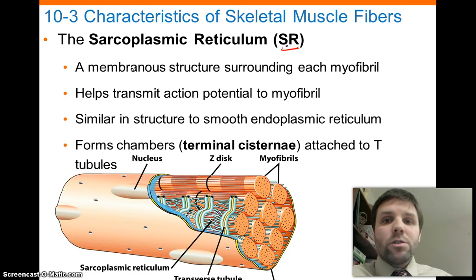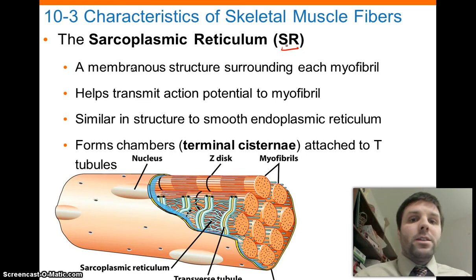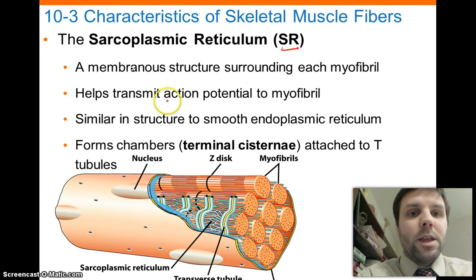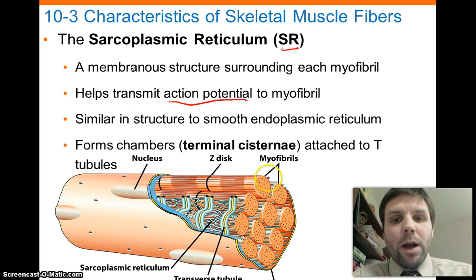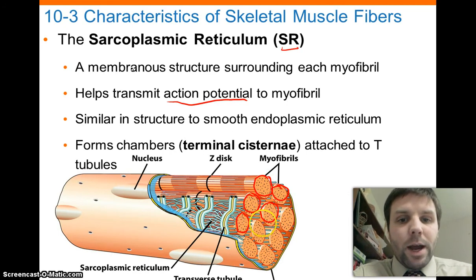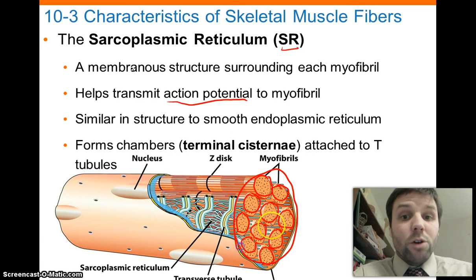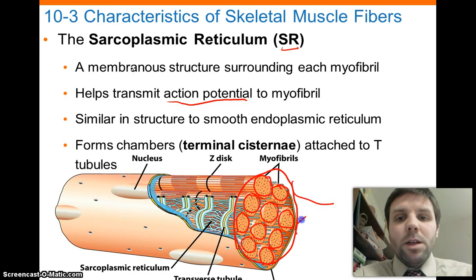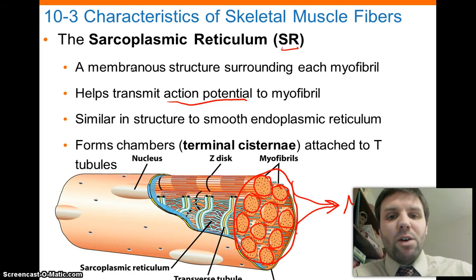It's just a membranous structure surrounding each myofibril, and this is also going to help transmit the action potential to all these myofibrils. Okay, keep in mind, these smaller circles I'm circling right here are myofibrils. We haven't gotten to looking at those very much yet. We're starting to right now. These are all myofibrils, and altogether, these myofibrils make up this large group here, this large cell, which is going to be our muscle fiber. Okay, so muscle fiber is made up of myofibrils.